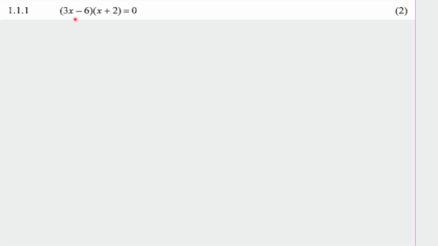Here on question number 1, it says 3x minus 6, all multiplied by x plus 2, equated to 0. You have to solve for the value of x. So how do we solve for x? I don't know if you know the law which is called the zero factor law. Basically, the zero factor law says that if any factor, any variable or any number, is 0, it means that the answer will be 0.